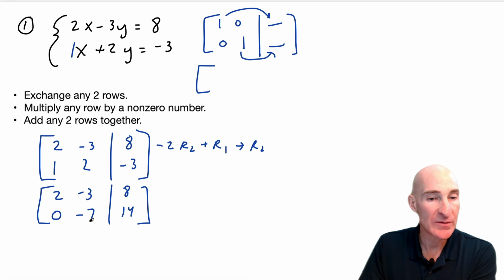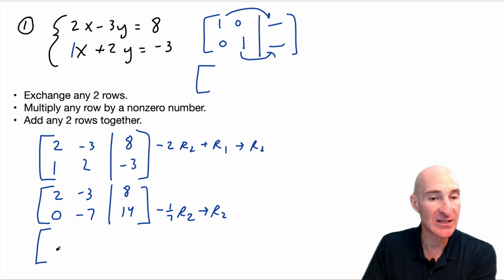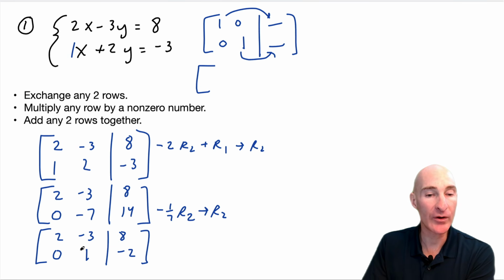Okay, now I'm going to get a 1 in this position right here. To do that, I'm going to multiply this row by -1/7. So I'm going to say -1/7 times row 2, and I'm going to put the answer in row 2. When I multiply by -1/7, that's going to give us 0, 1, -2. The first row is just going to stay the same. And you can see here, now we know what y is. y is equal to -2.